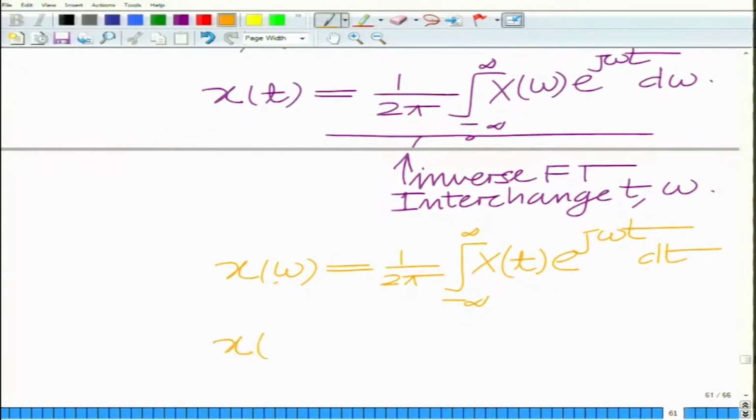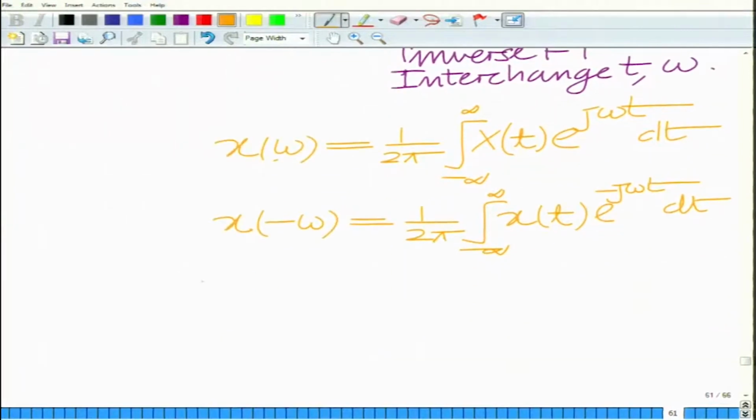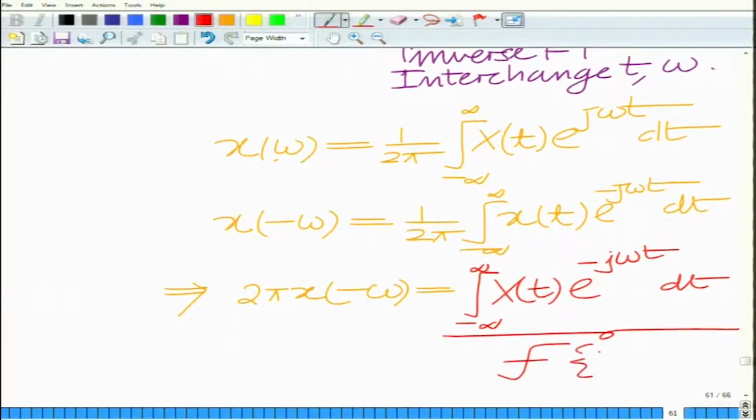And now, if you look at x of minus omega, x of minus omega will naturally be 1 over 2 pi integral minus infinity to infinity X of t e raised to minus j omega t dt, which basically implies that 2 pi x of minus omega is integral minus infinity to infinity X of t e raised to minus j omega t dt, and this is nothing but the Fourier transform of X of t.